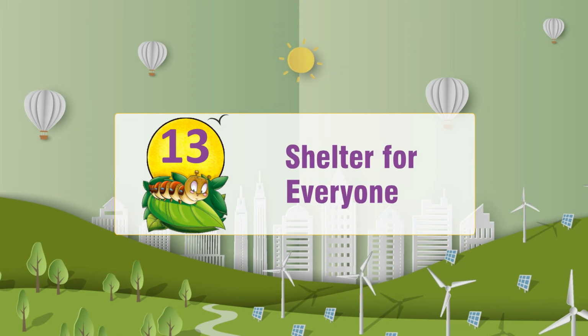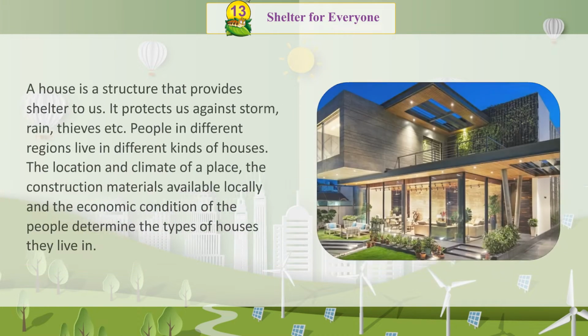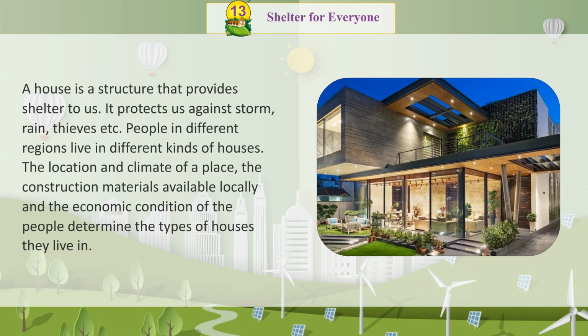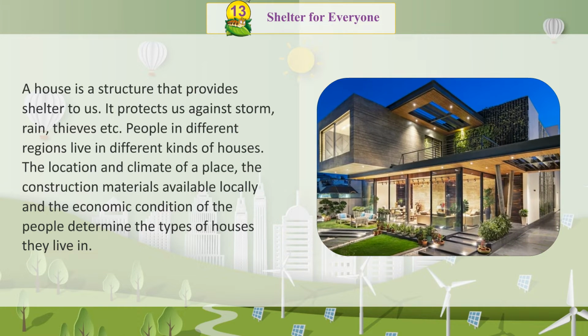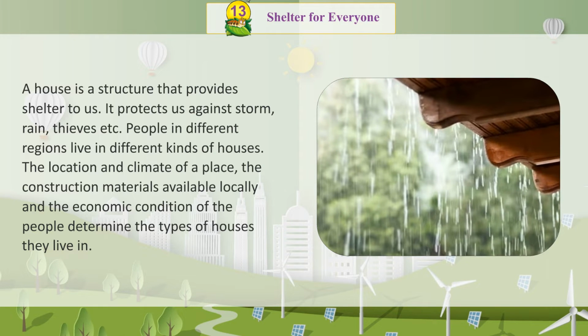Chapter 13. Shelter for Everyone. We will learn variation in shelter, animals living together. A house is a structure that provides shelter to us. It protects us against storm, rain, thieves, etc.